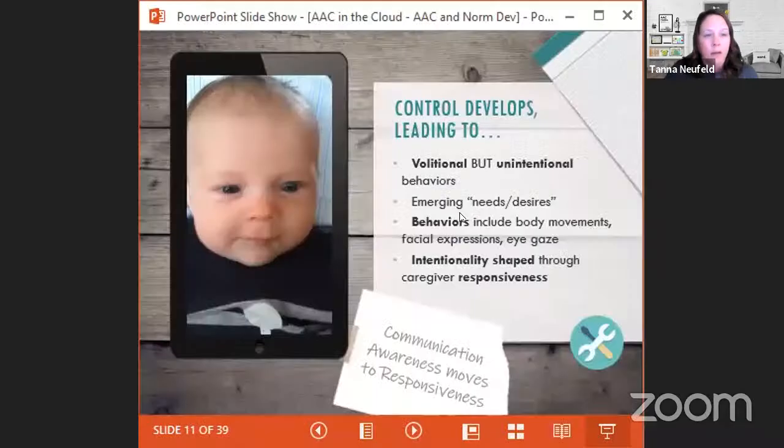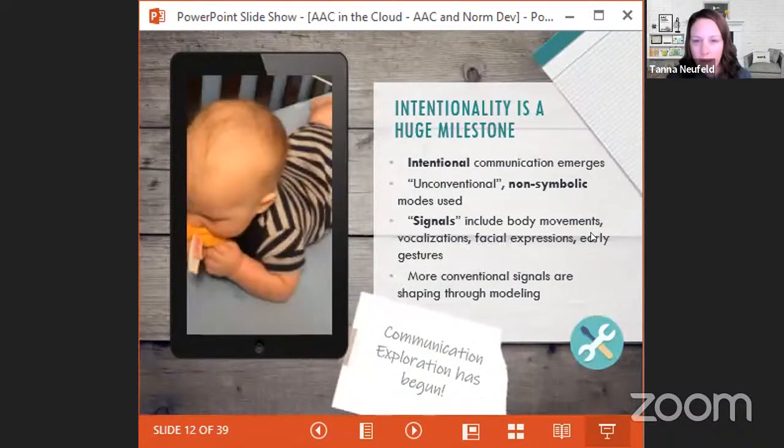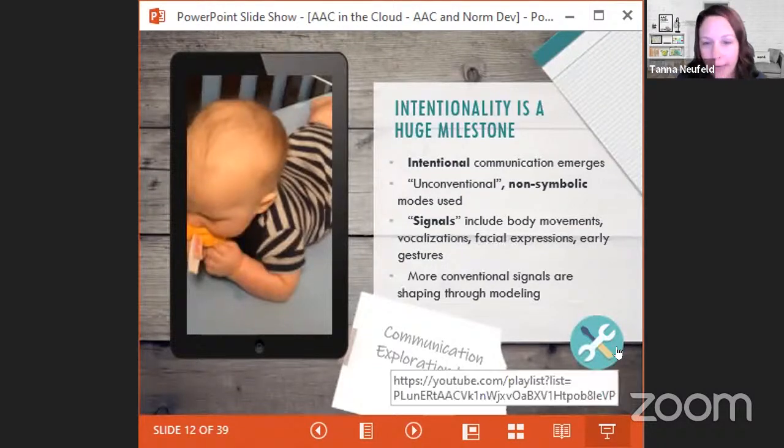All right, good. So moving on to the third one, talk about our third stage. Now we've got intentionality being this huge milestone that's happening in this pre-symbolic phase, right? And intentional communication emerges, but it still remains a little bit unconventional and it's not symbolic yet at this stage.